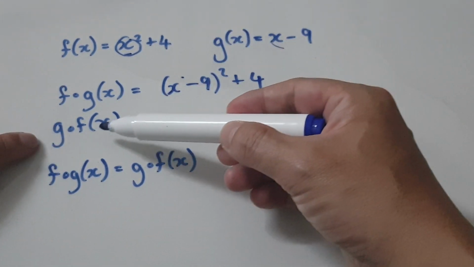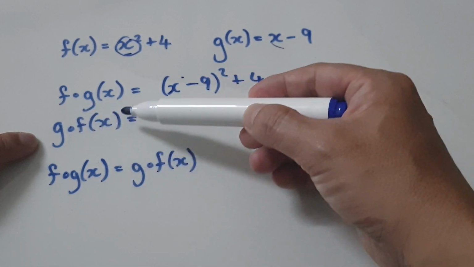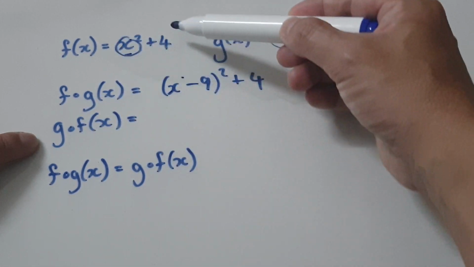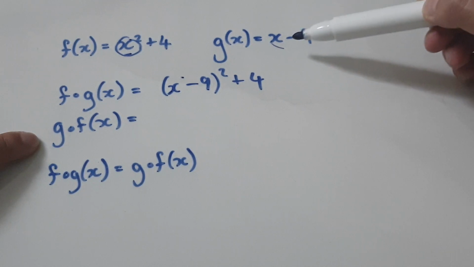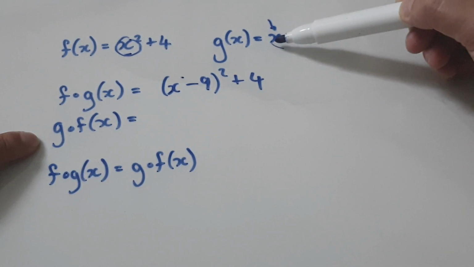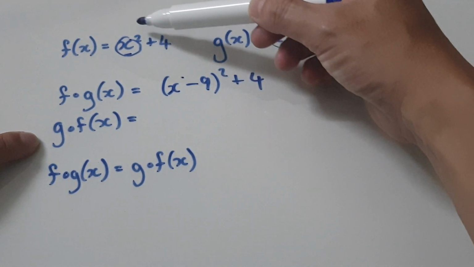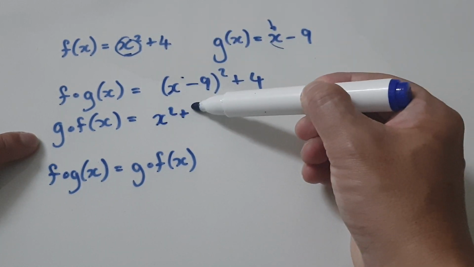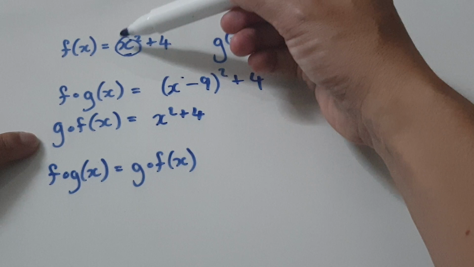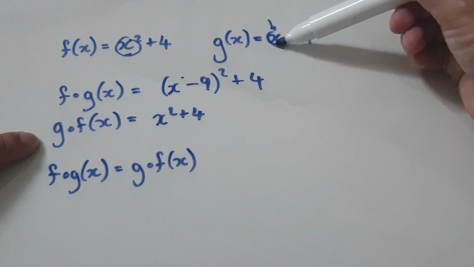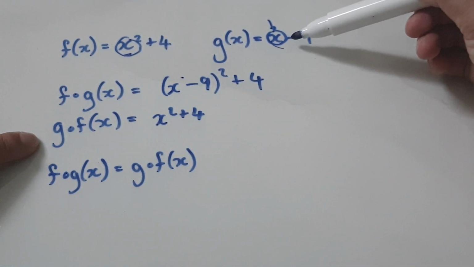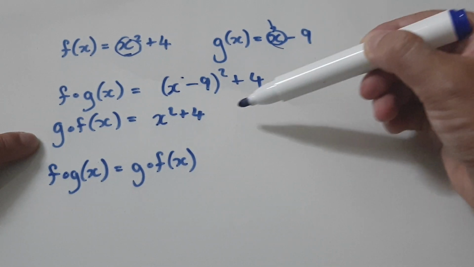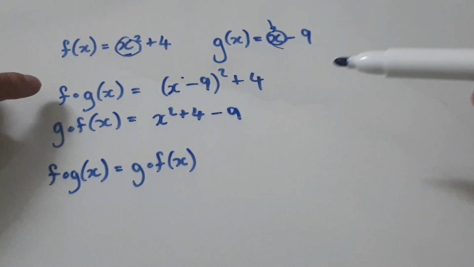Okay, now what this means is get the f function and then bury it inside this x here, just this x. So get this whole function, which is x squared plus 4, and then bury it inside this x here, which will be then minus 9. So that's what this means.